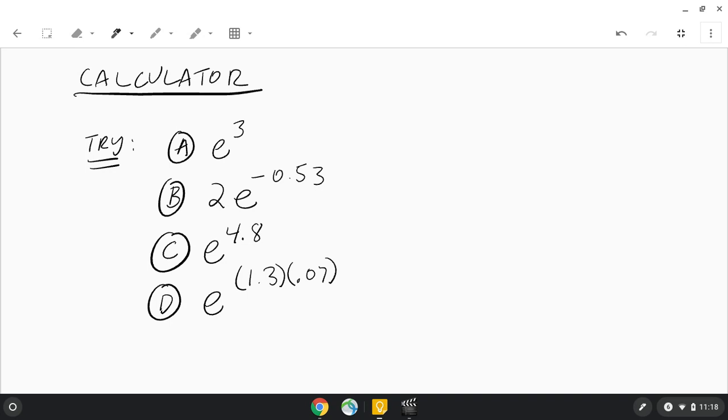Go ahead and hit the pause button and get your calculator. You can use the one on your phone. Again, make sure that you turn it sideways so you get the scientific calculator. Hit the pause button and go ahead and try that first one. And when you're ready to check your answer, go ahead and come back.